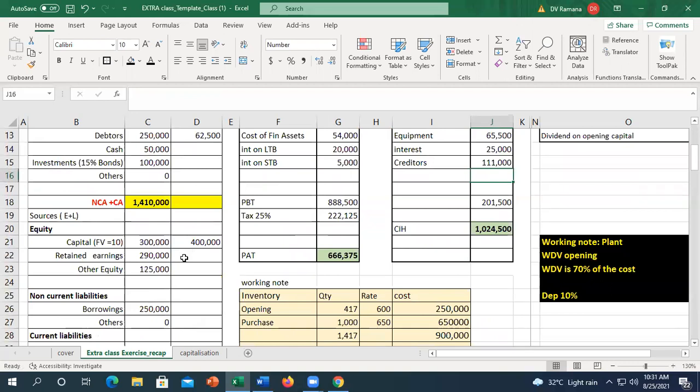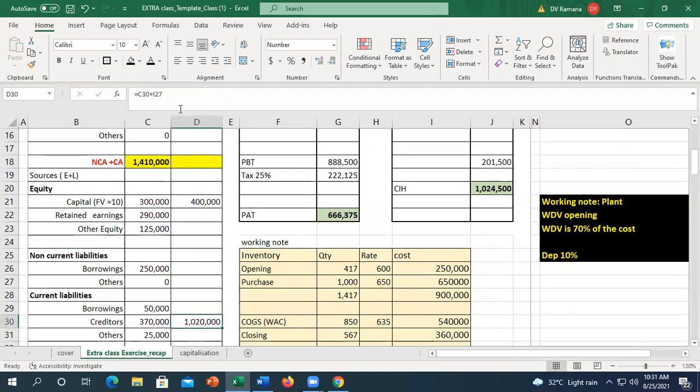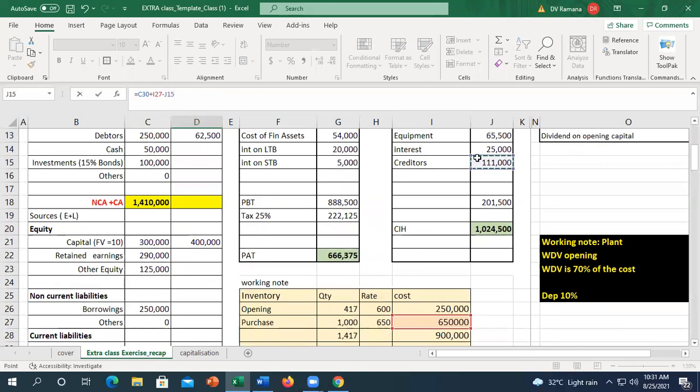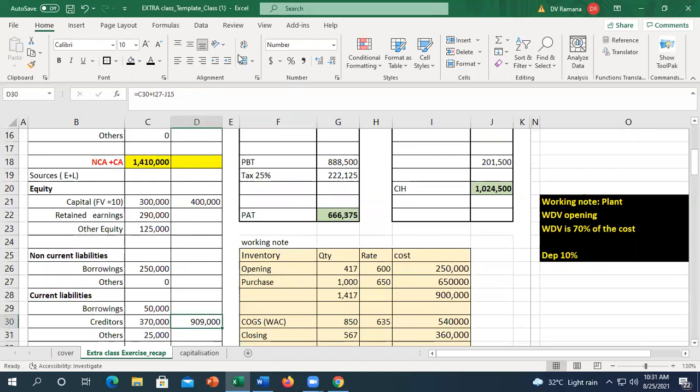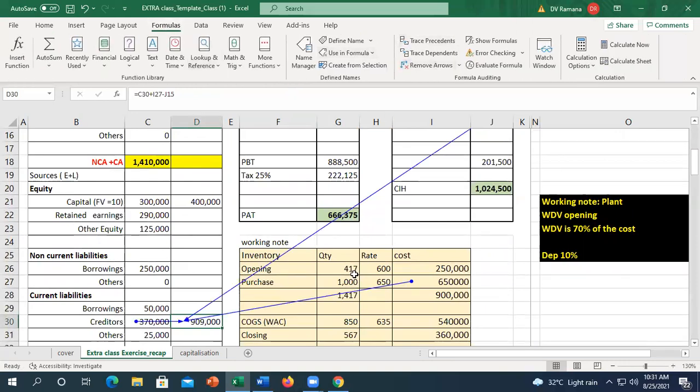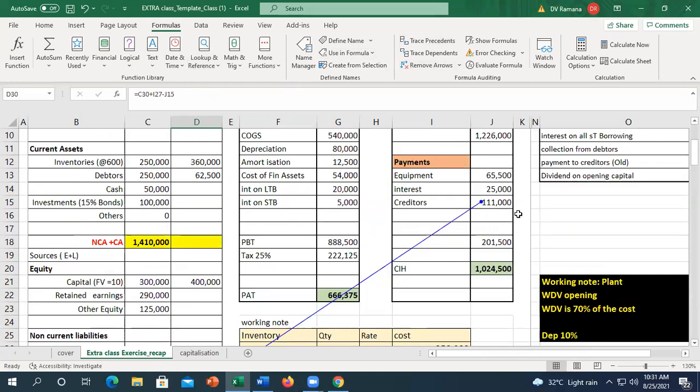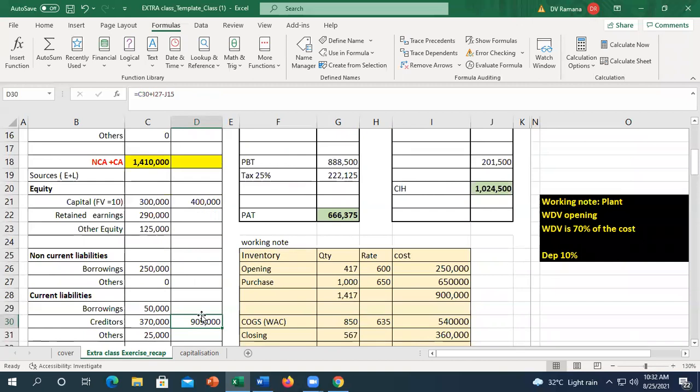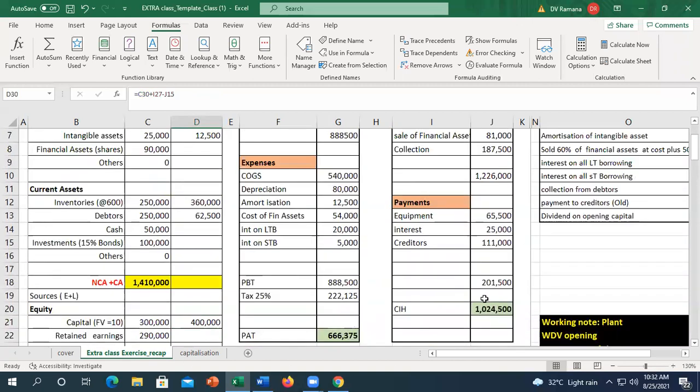What will happen to the creditor? Because the creditors have been paid, now the creditors will reduce to the extent of the money paid. Can we see the change in creditor? The creditor was 370,000, purchased goods on credit 650,000 and paid 111,000. So the change in the creditor is because of the payment and because of the purchase of goods on credit.